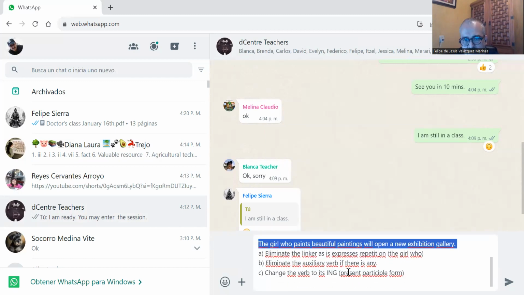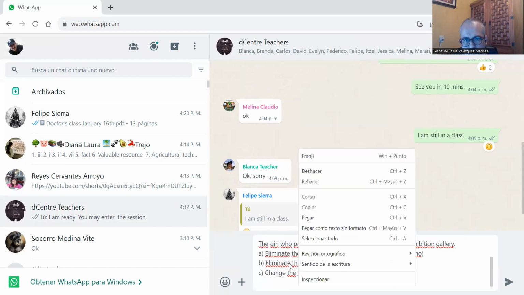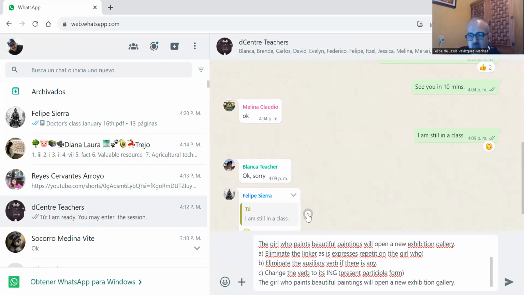We're going to use this kind of thing with adjective clauses, because in this case, who paints very beautiful paintings is a description of the girl. Okay, so then the girl painting beautiful paintings will open an exhibition gallery.